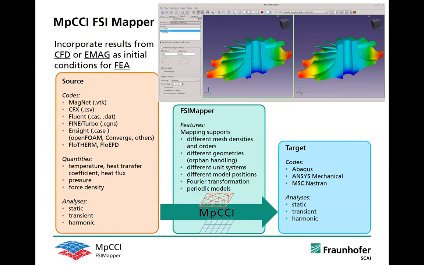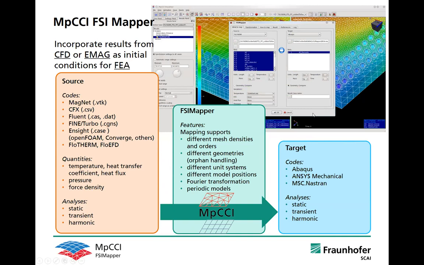Of course, we can handle different unit systems, so British, European, standard SI units, US unit systems, and so on. We can handle different model positions. We can provide Fourier transformation, for example, if you have rotating systems, that's quite important. You also have periodic models, so that you do not need to map and calculate a full CFD model, a full geometry model of this turbine blade, but you can use half models or just one-blade models and map it to another one-blade model on the structural side.